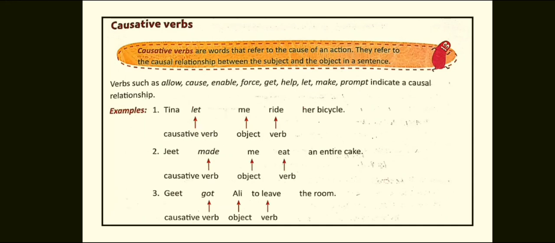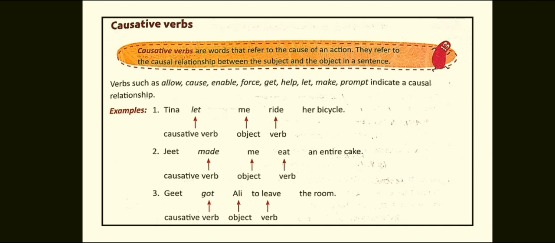Now we will learn about causative verbs. Causative verbs are words that refer to the cause of an action. They refer to the causal relationship between the subject and the object in a sentence. Here causal means when one causes the other to happen. Verbs such as allow, cause, enable, force, get, help, let, make, prompt indicate a causal relationship.